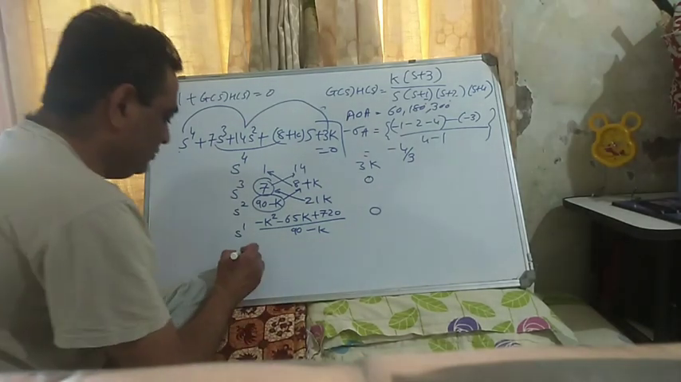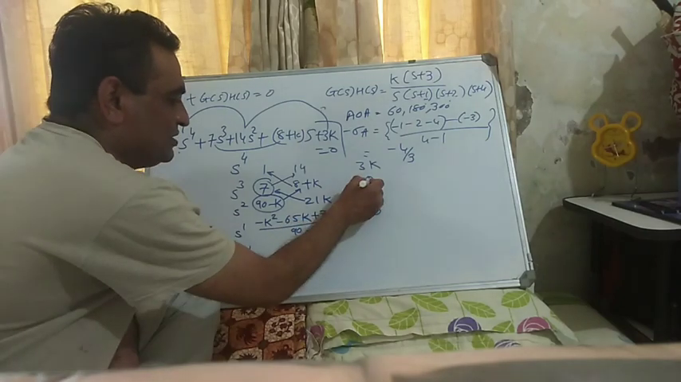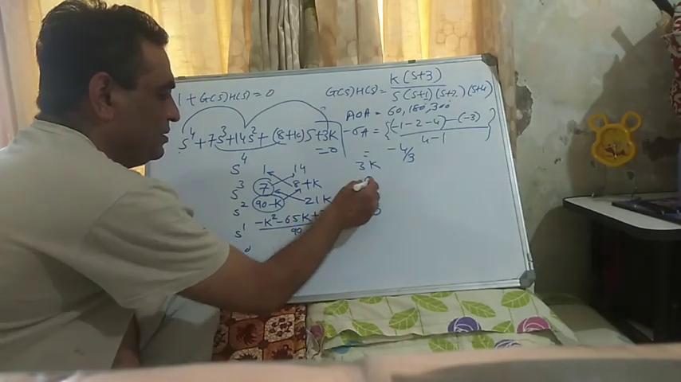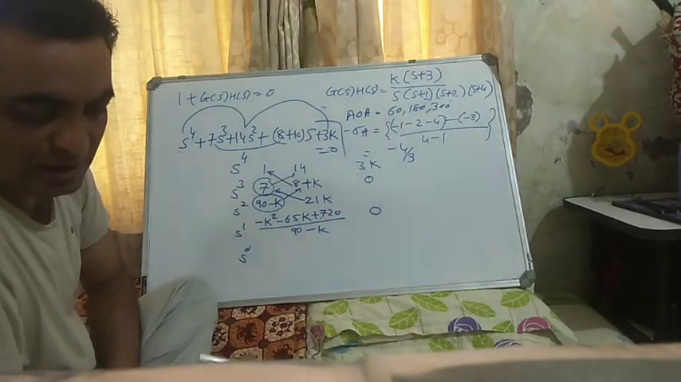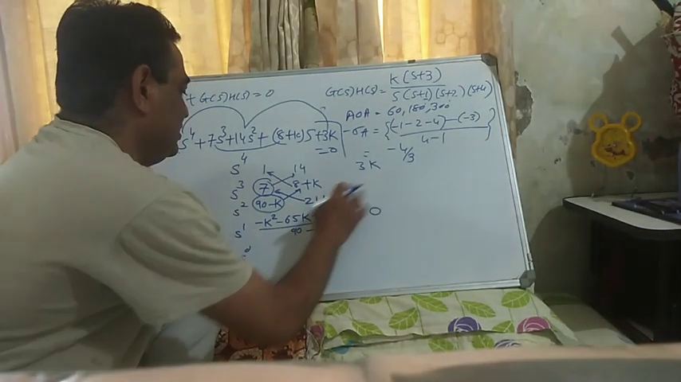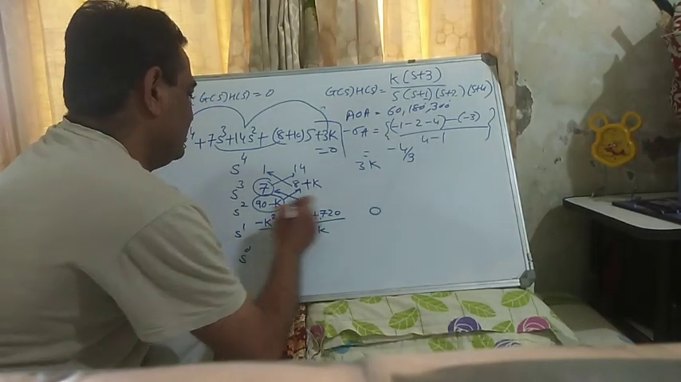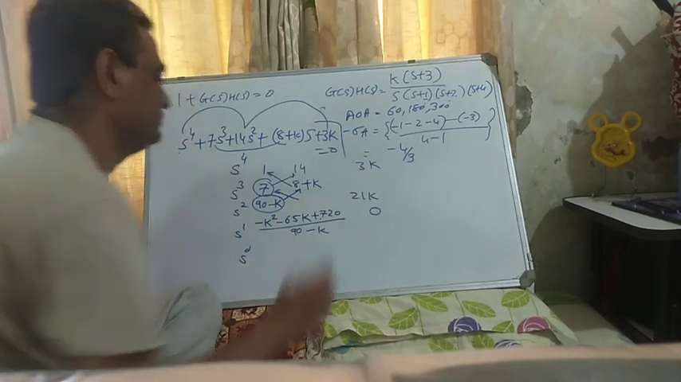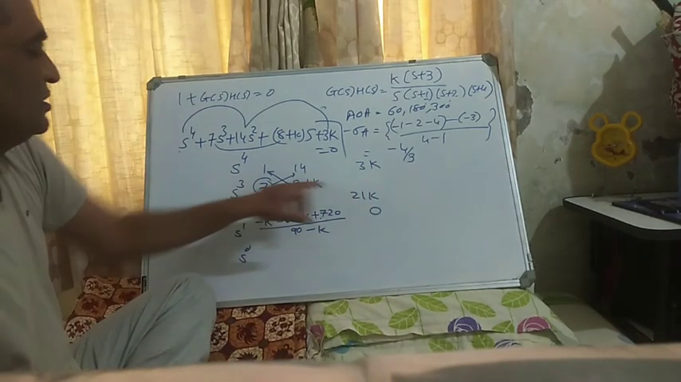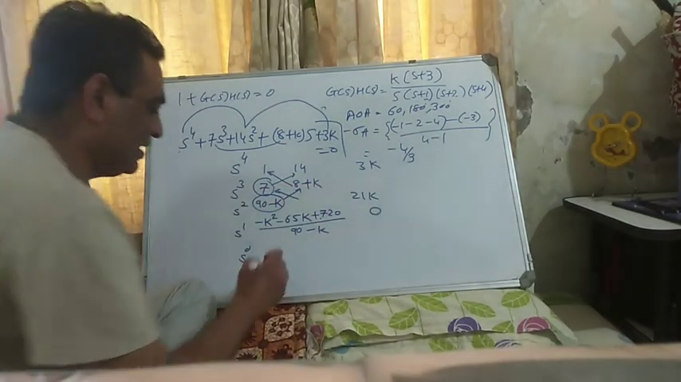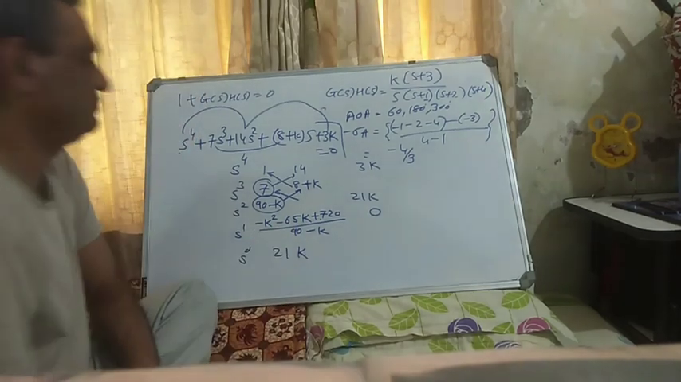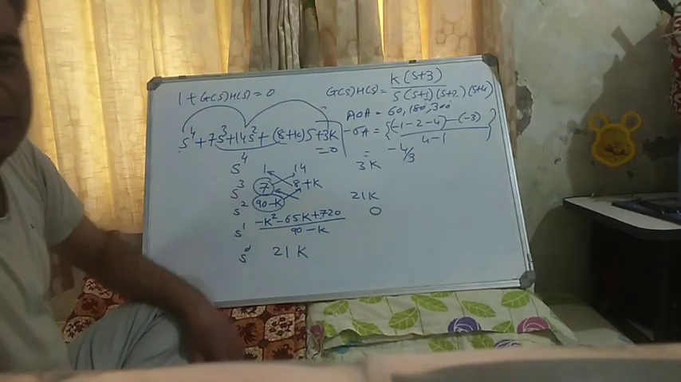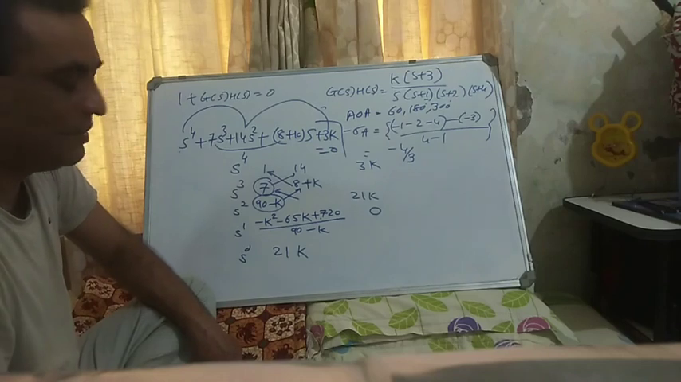Then s raised to 0. So this into this, sorry, here there is 21k, here there is 21k, okay, 90 minus k, 21k. So this into this minus this, so you will get 21k. So this is the first column of the Routh table.